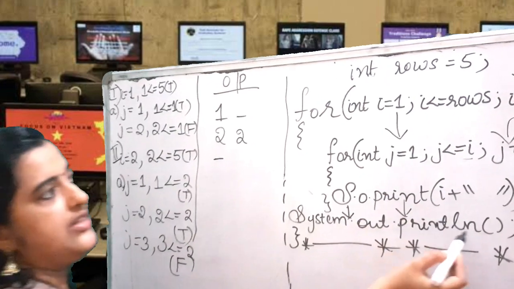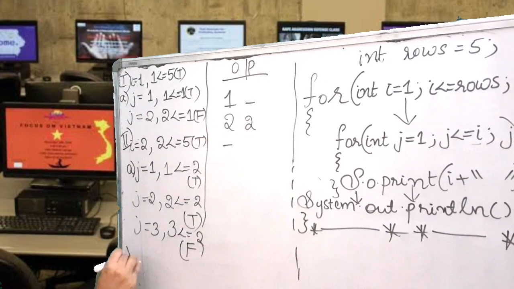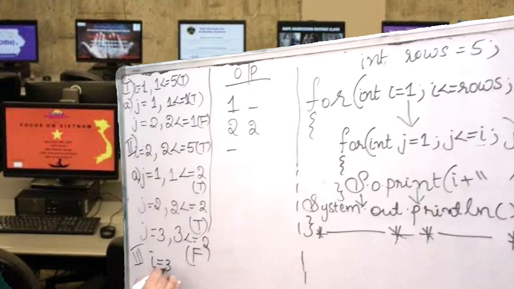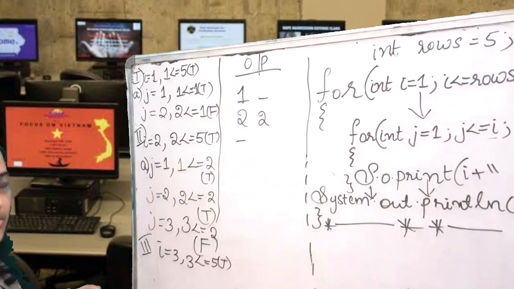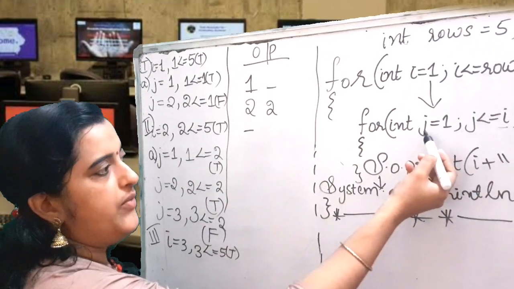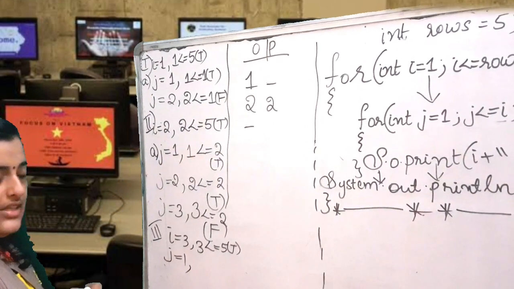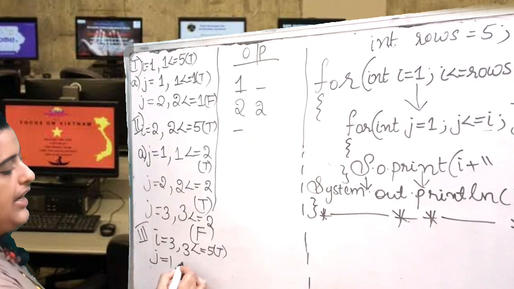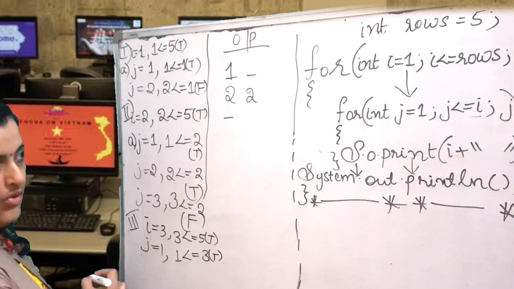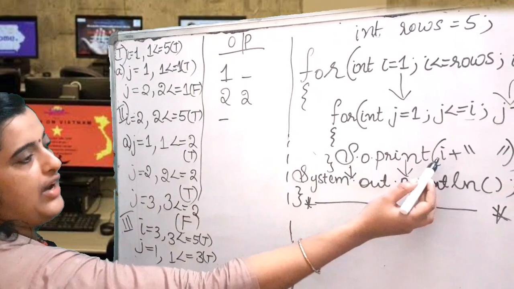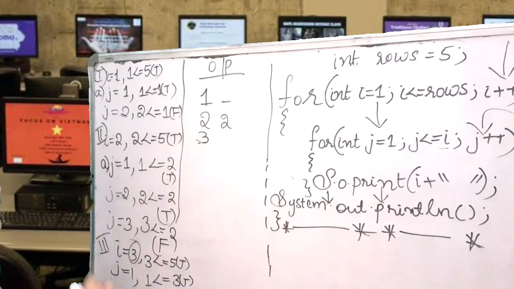Now after executing this statement, again updation takes place, which means i was 2, now i will be 3. And your condition 3 less than or equal to 5 becomes true. When the condition is true, of course, the loop body executes. Again, the inner loop variable starts with the beginning value, and you are checking the condition 1 less than or equal to 3, which is true. When the condition is true, the value of i, which is 3, will be printed here.